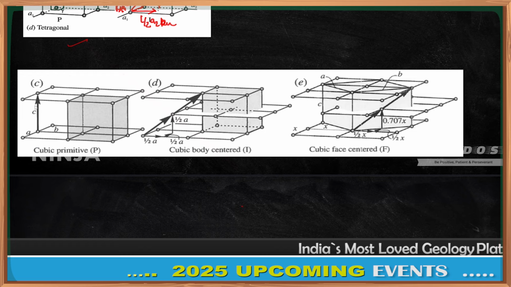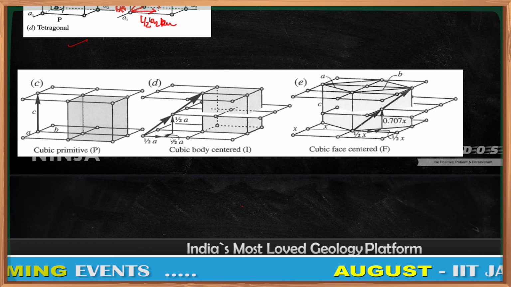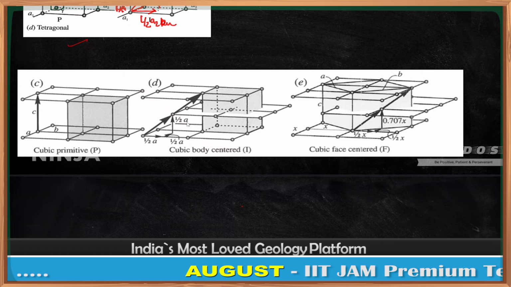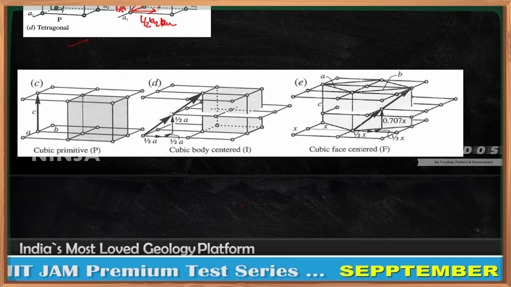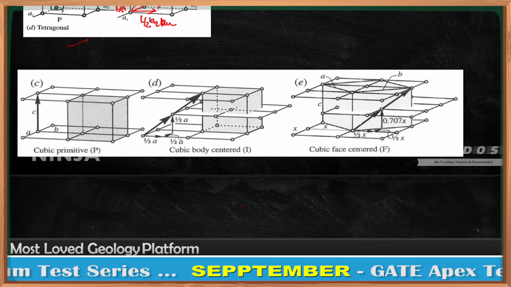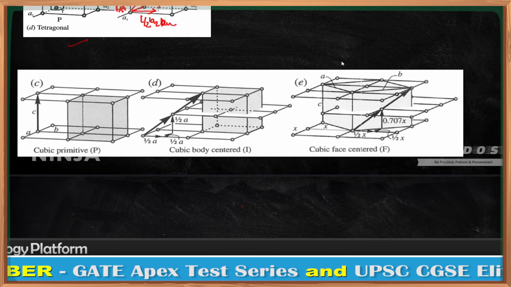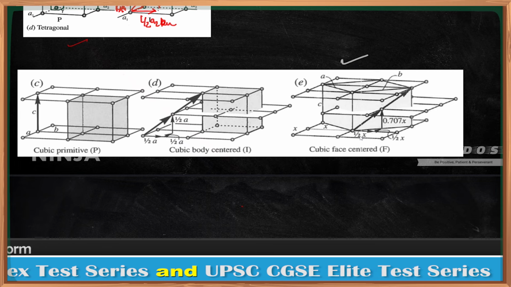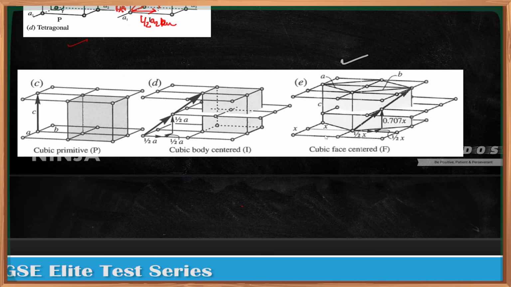You can easily find it out. If we translate the square plane lattices here at a distance of C, we can easily find the cubic primitive. In body centered cases, if we move half A right, half A back, half A up, then we can easily find the body centered cubic. But in the case of cubic face centered, it is important.